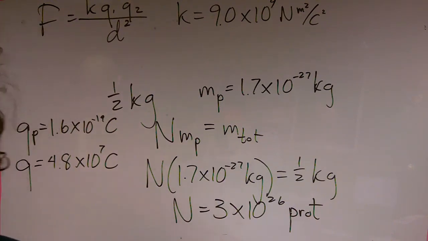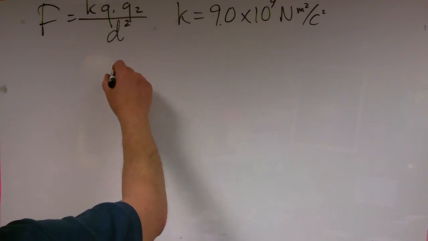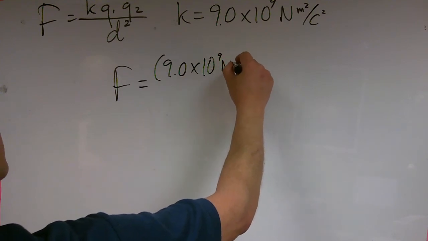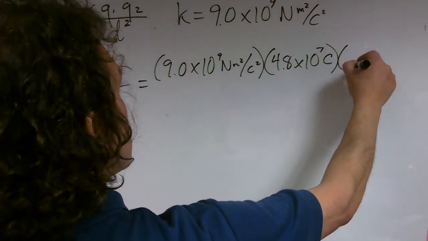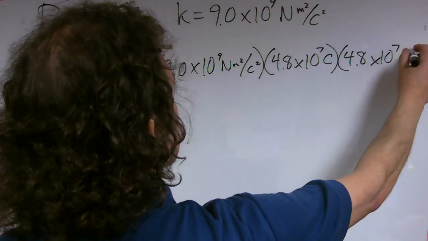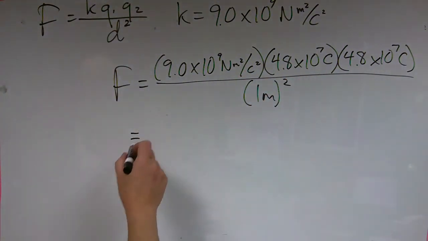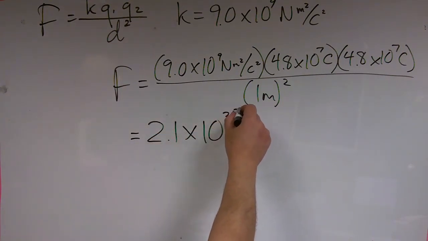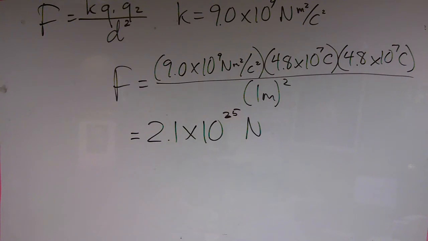Okay, so now we know the magnitude of the charges on our 2 kilograms. So let's put this in here: 48 million coulombs, 48 million coulombs, separated by 1 meter, that gets squared. And when you calculate this, you get 2.1 times 10 to the 25 newtons. So a really large amount of force. This is between the protons in 2 kilograms.